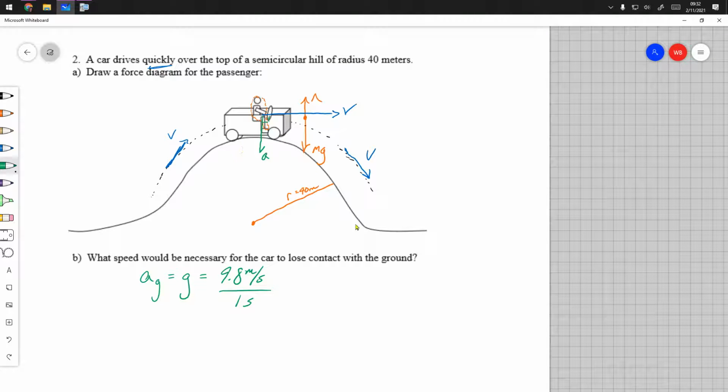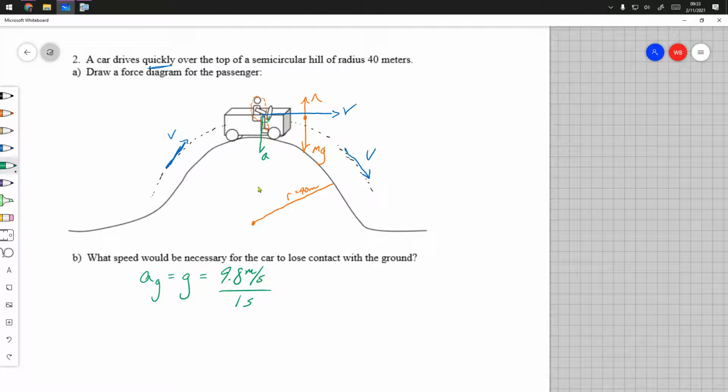We're not erasing the hill here, but I'm thinking about this and go, the person is accelerating towards the center, and at this point right here, the car is accelerating towards the center for the exact same reasons: the velocity is changing here. And so now the car is accelerating downwards. Now I think about this and I go, wait, hold on.